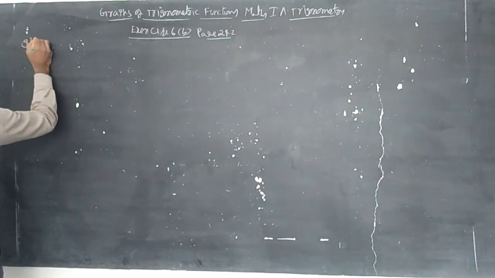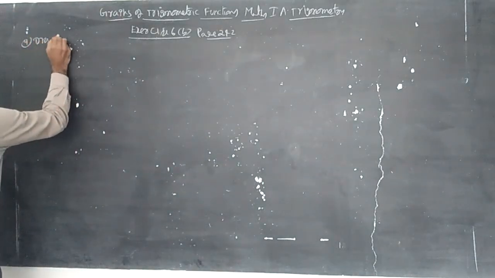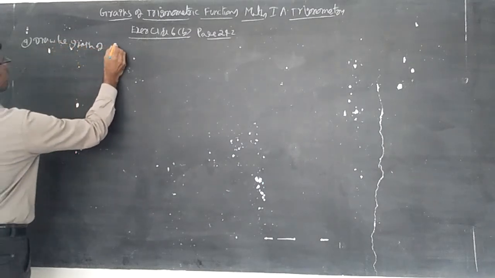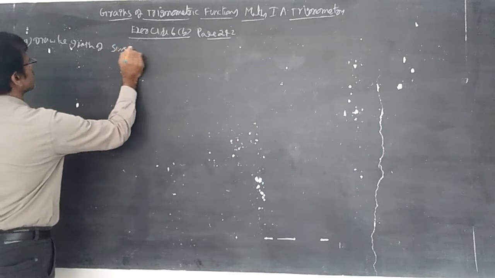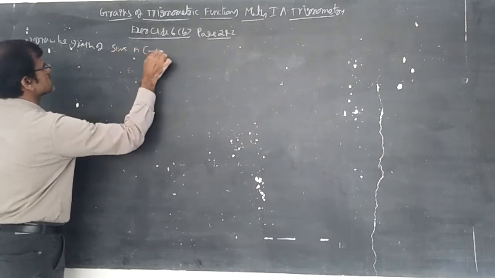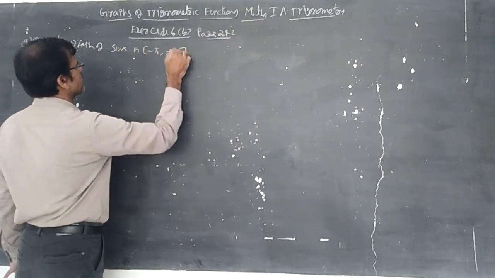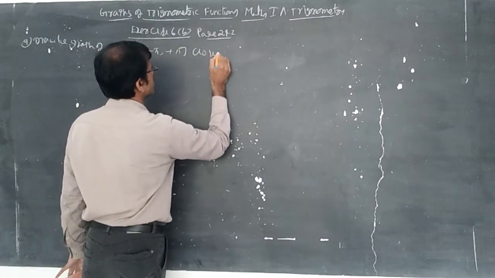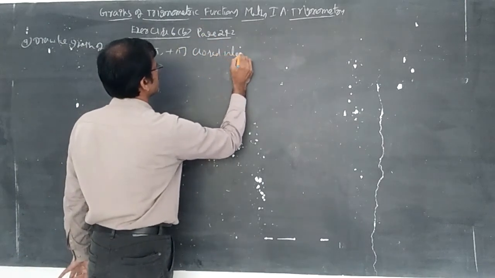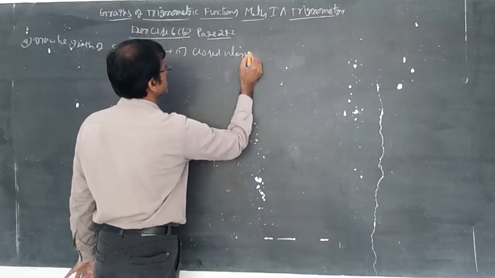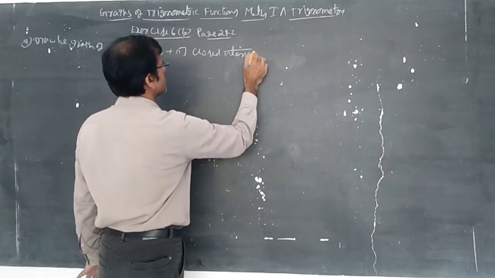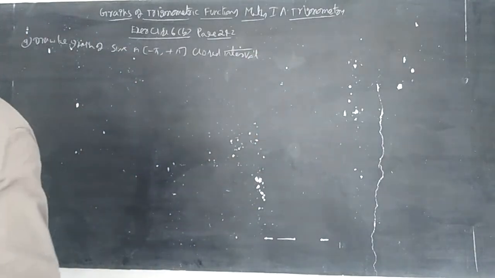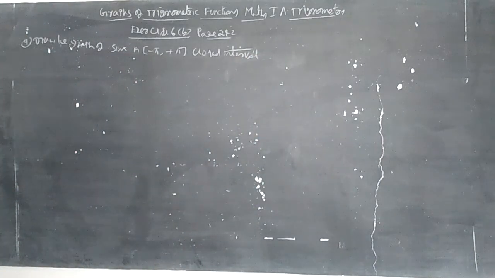Fourth question. Draw the graph of sin x in the closed interval minus pi to plus pi. Closed interval meaning the values are there: minus pi is there, and the values in between also exist.